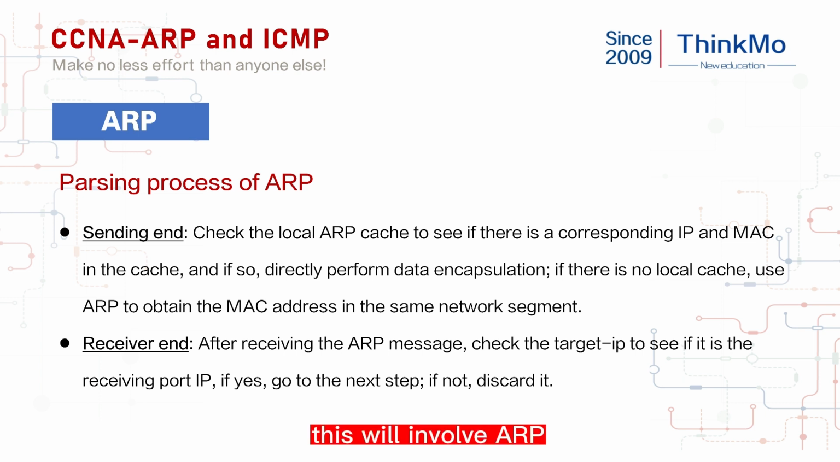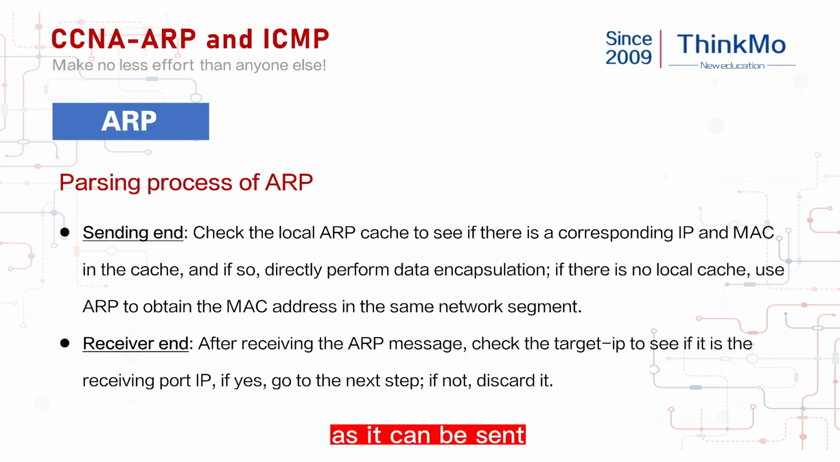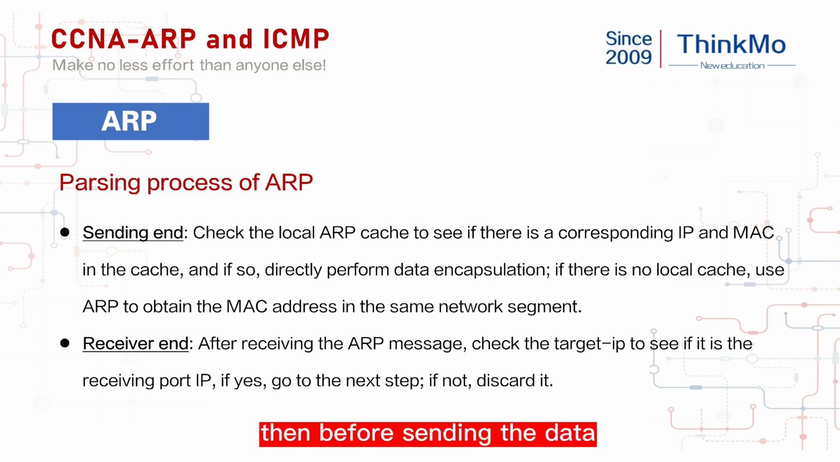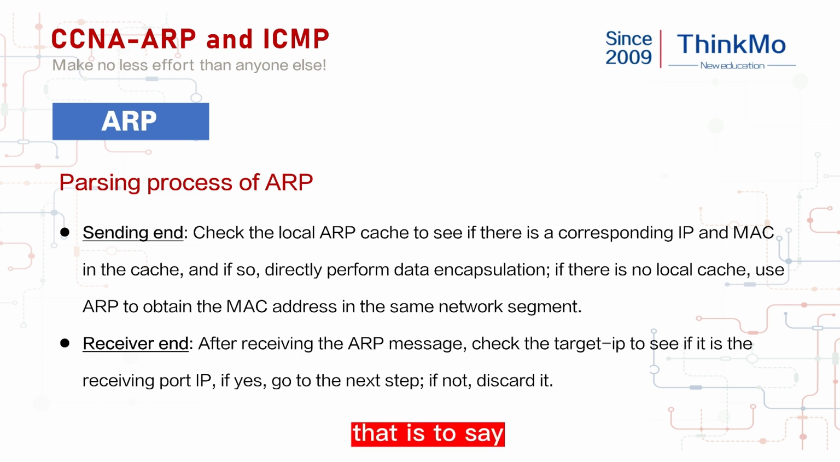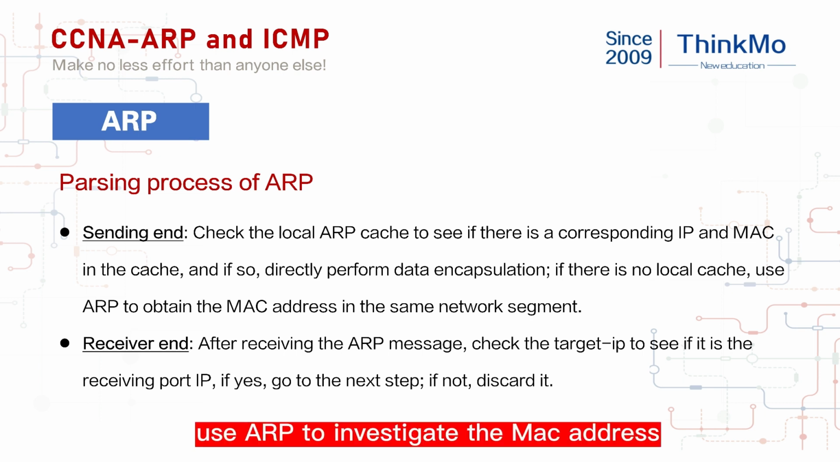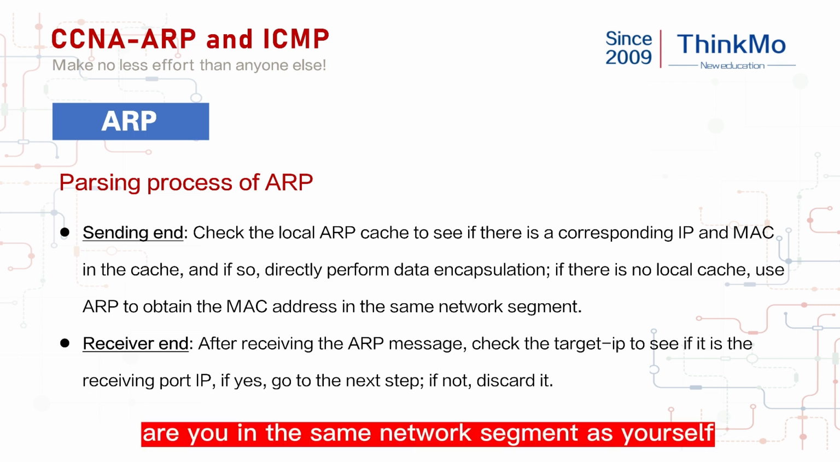This will involve ARP. Now the data is the same. Data from the same network segment, as it can be sent and be able to reply to it. Then before sending the data, it needs to investigate the other party's ARP first. That is to say, use ARP to investigate the MAC address of the other party. Before actual communication, it will detect the mask of the peer. Are you in the same network segment as yourself?